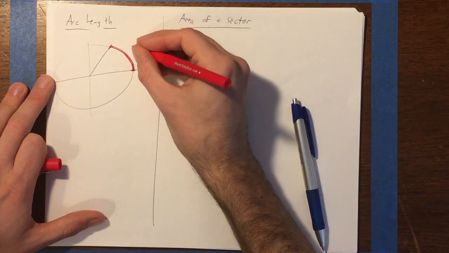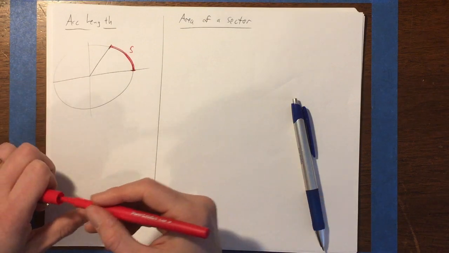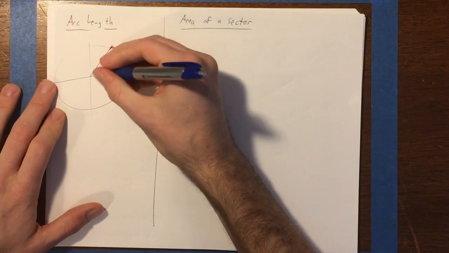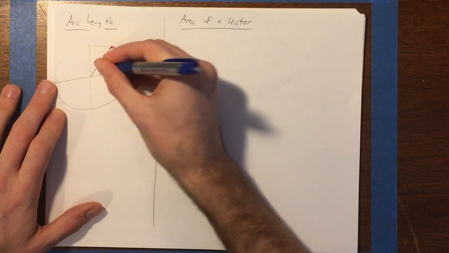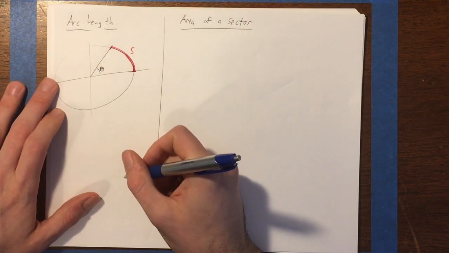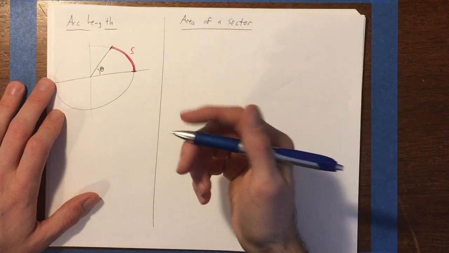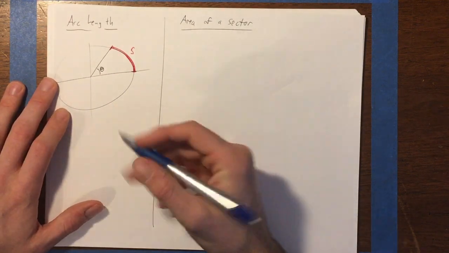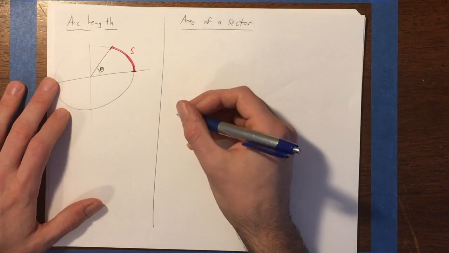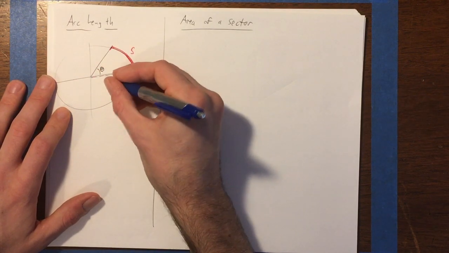Traditionally, we use the letter S to represent arc length along a circle. So if that's S, and this angle inside here is called theta, for this video we're going to use theta instead of T. Those are often interchangeable. The textbook switches back and forth between them for some reason. But for this video we're going to use theta for our angle, and then the radius of the circle we're going to use R.